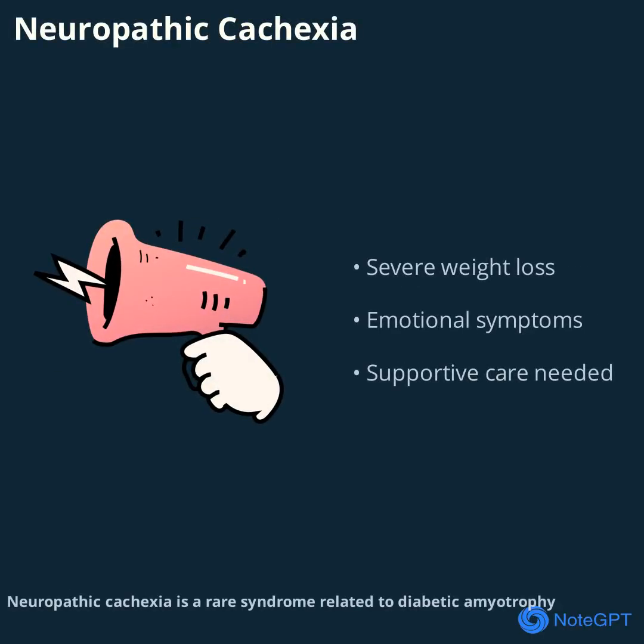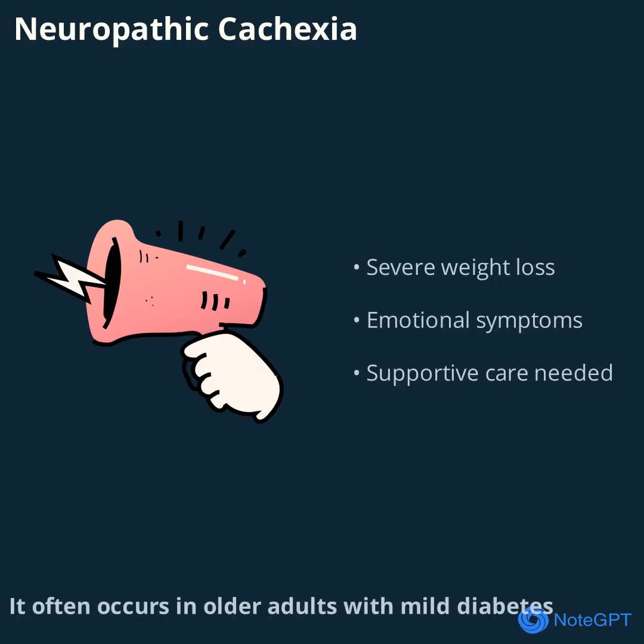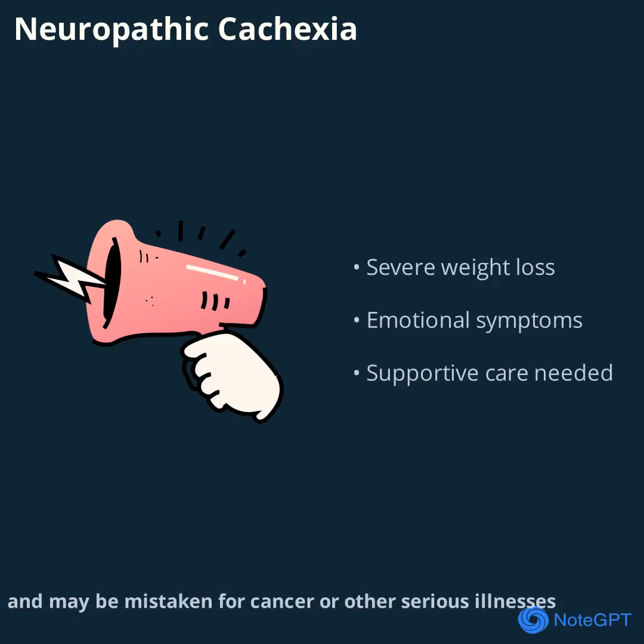Neuropathic cachexia is a rare syndrome related to diabetic amyotrophy, characterized by severe weight loss, pain, and emotional changes. It often occurs in older adults with mild diabetes and may be mistaken for cancer or other serious illnesses. The mainstay of treatment is supportive care, including nutritional support, pain management, and psychological support. Recognizing this condition can prevent unnecessary investigations and help focus on effective therapy.